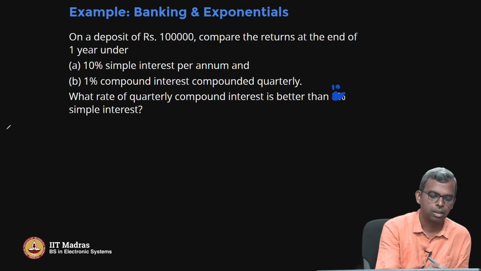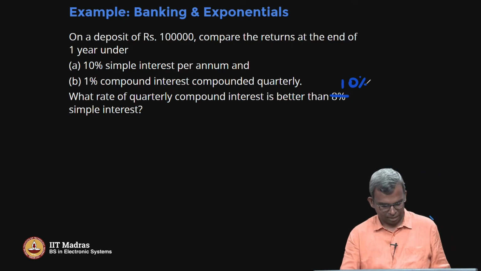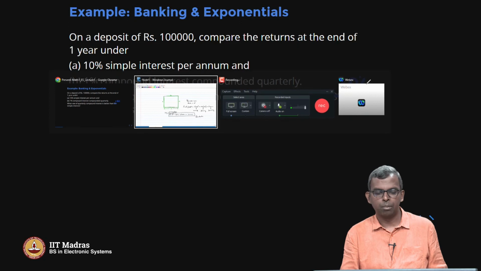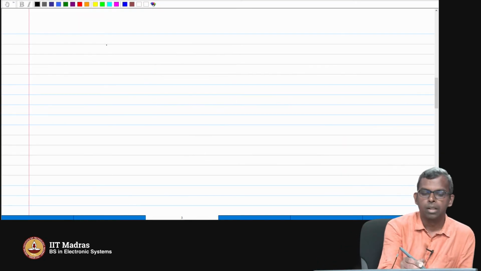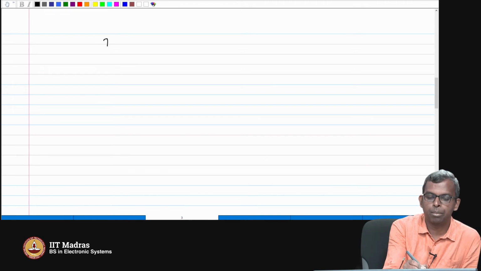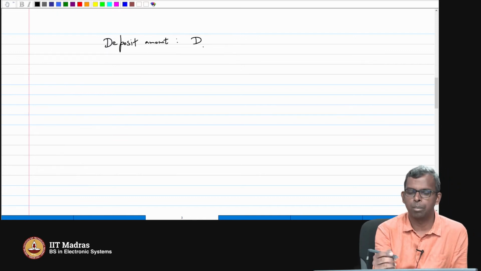All right. So this involves some interest rate and all that. So let's just look at some basic relationships and how to go about doing it. So you have a deposit amount, which I will call D. This is in rupees, right? So some deposit amount D.